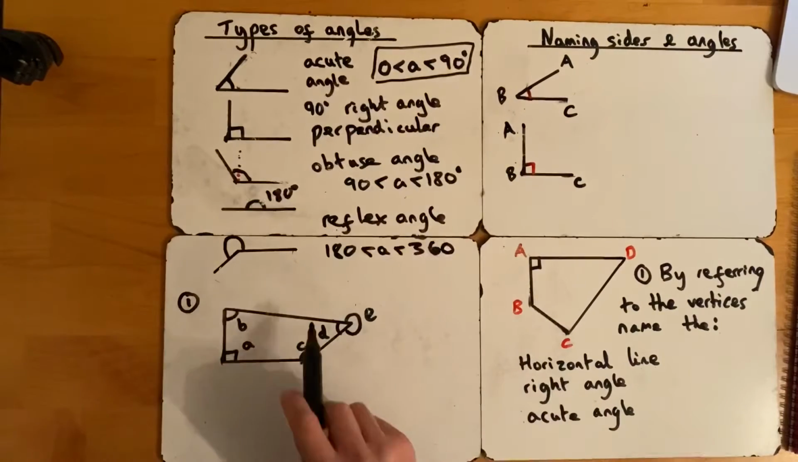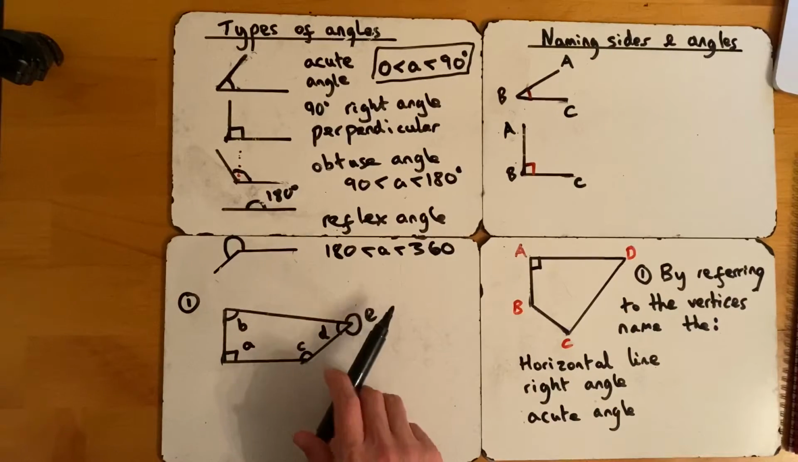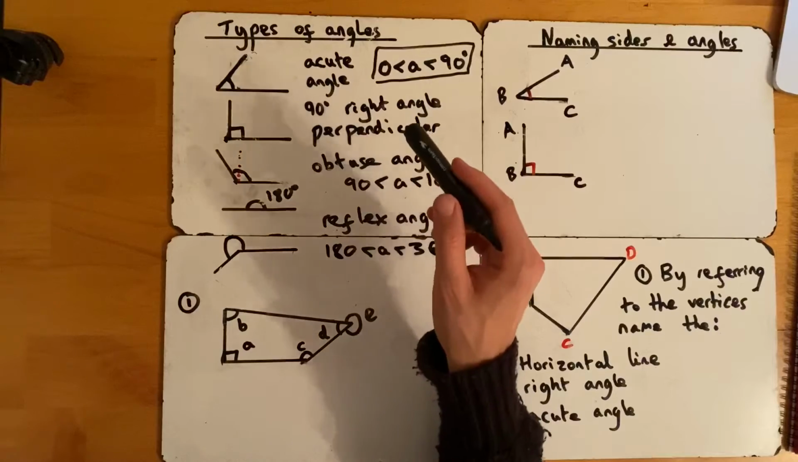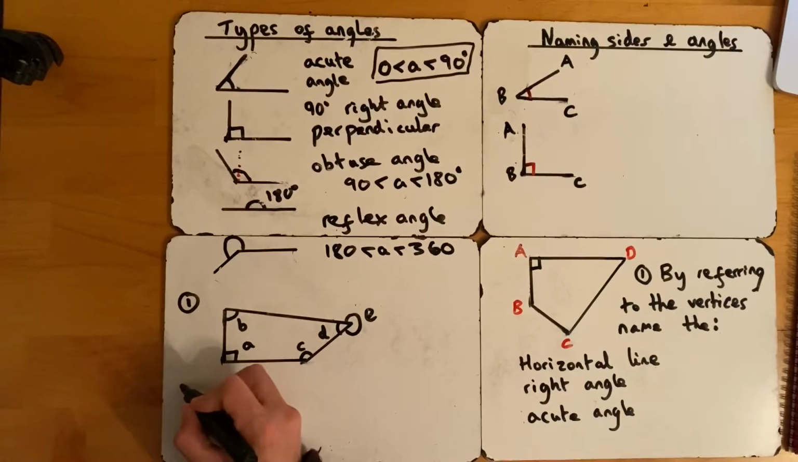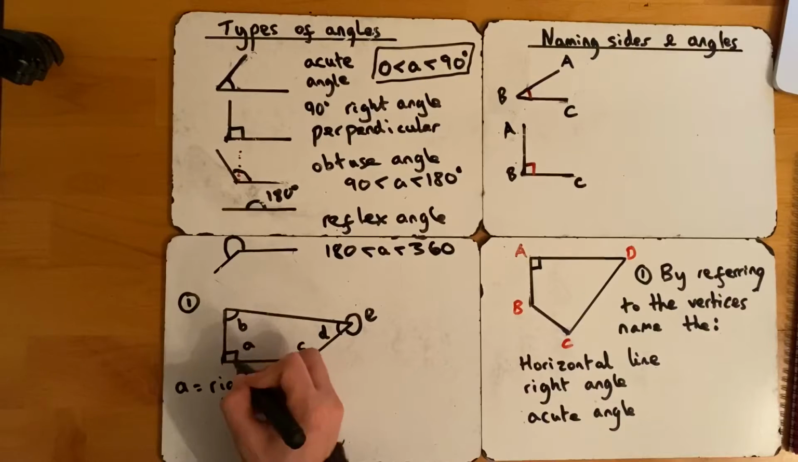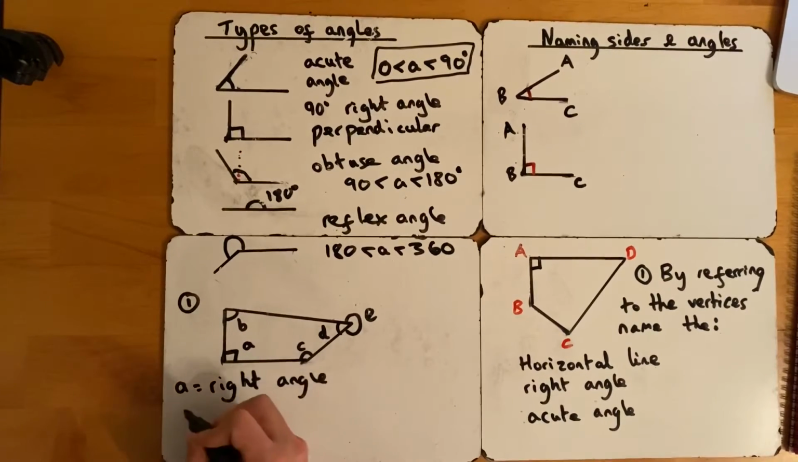Then once you copy this down, I want you to look at this question, and I would like you to tell me A, B, C, D, E, whether that's obtuse, perpendicular, reflex, acute, or what angle it is. So pause the video, have a go at labeling these. Hopefully you've got this. A is, so this is angle here, a little square here. This is a right angle.